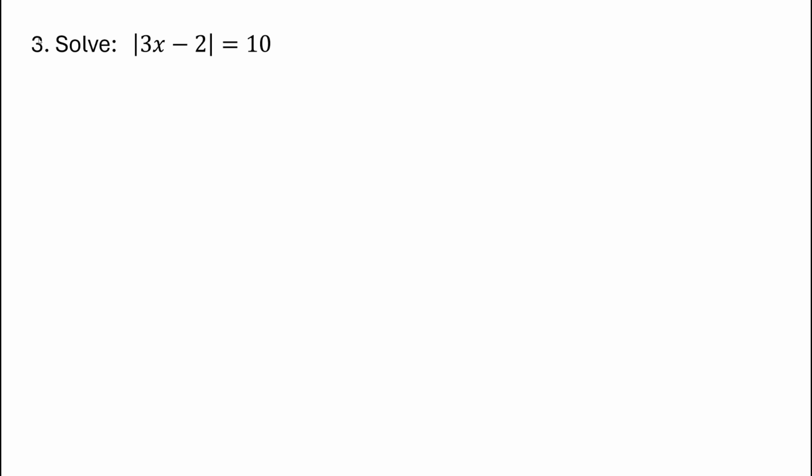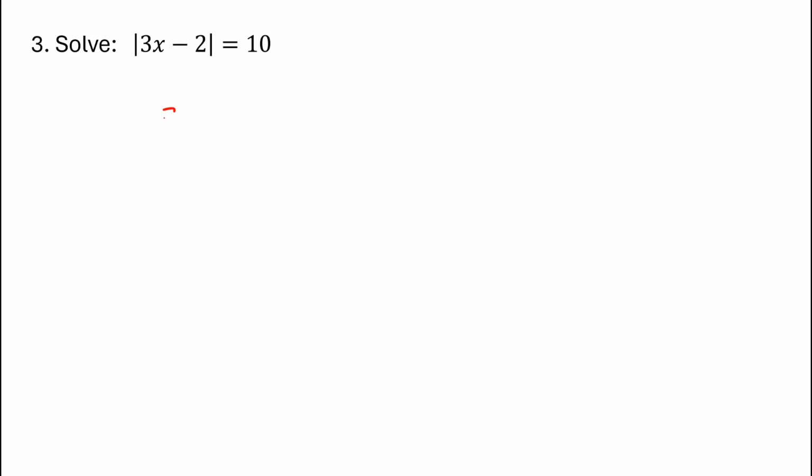Okay, you want to solve the absolute value of 3x minus 2 is equal to 10. To get rid of that absolute value sign, you're going to have to think about what the definition of absolute value is. Absolute value just means how far away something is from 0. So if this expression, 3x minus 2, is 10 away from 0, that means it either is 10 or it could be negative 10. Both of those numbers are 10 away from 0.